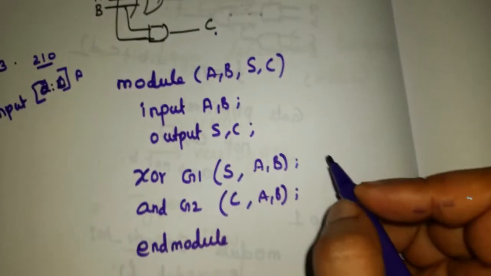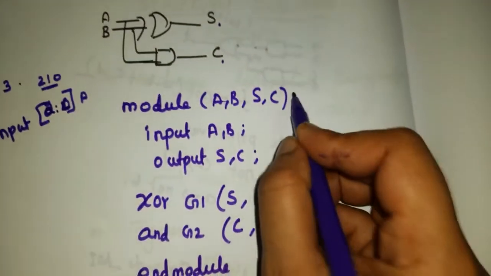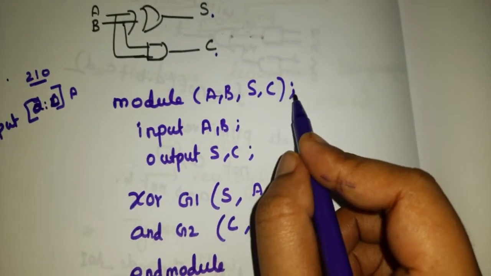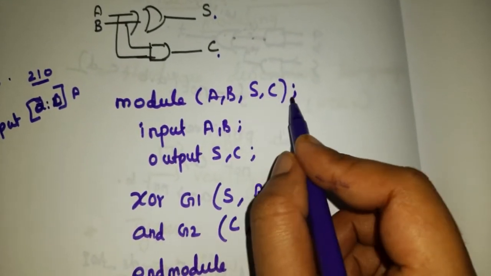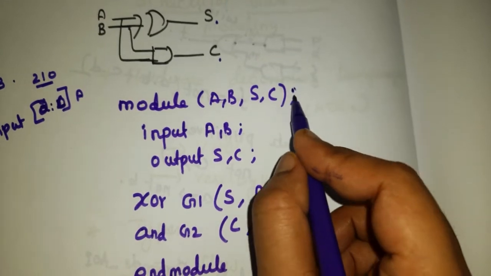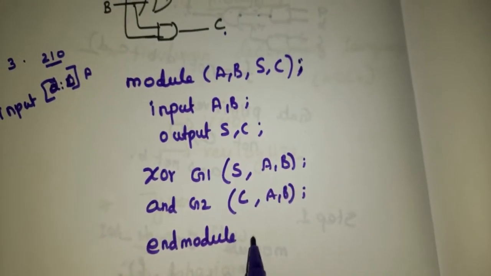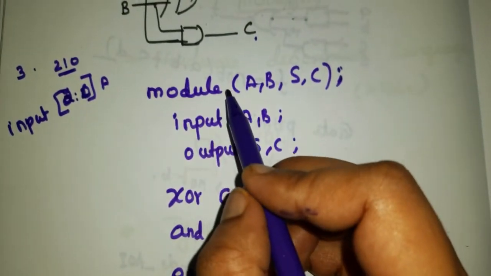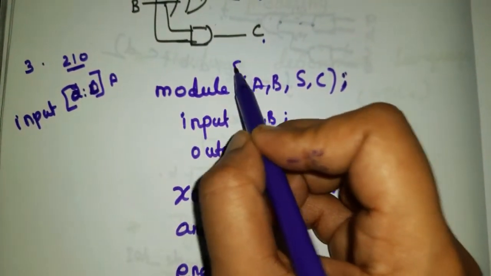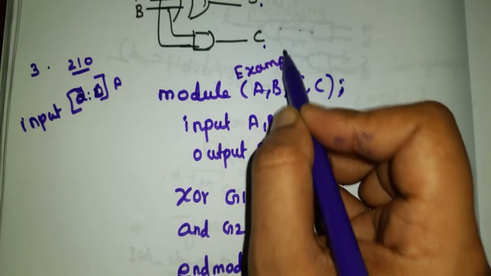And this Verilog is case sensitive, so every line we have to end with a semicolon, and this end module does not need that semicolon. We just forgot to give the module name here. We just give this as example.